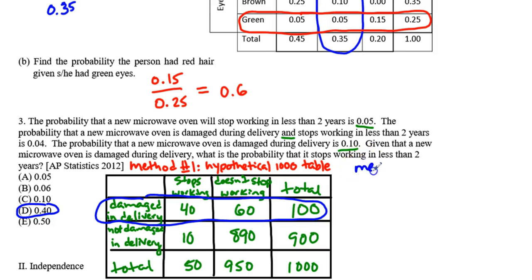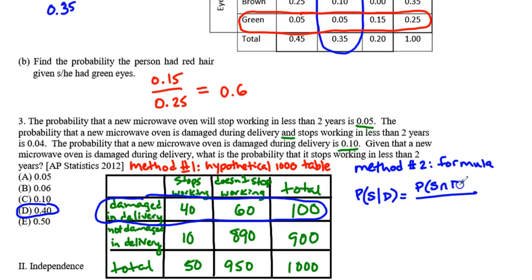I'm going to show you another way, the formula. Because you should have both tools in your toolbox. Okay, our formula for, I'm going to use like stops working and damaged. So I'm going to say the probability of stops working given that it's damaged is the probability of it stops working and is damaged divided by the probability that it's damaged. So that's from our formula. And therefore we have these figures given.